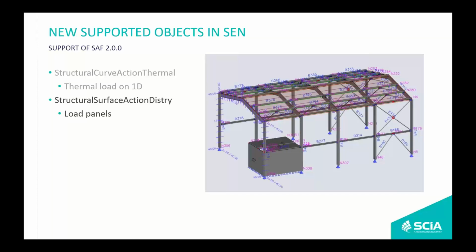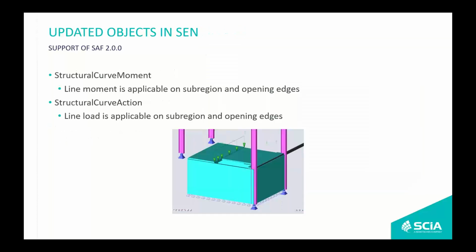The next object is structure surface action distribution. Again, this is the SAF terminology name; in SCIA Engineer it is well known as a load panel. So the load panels can now be imported and exported to SAF from SCIA Engineer. The next new object is rel connects rigid cross, which is a crosslink in SCIA Engineer. It can also be imported and exported to SAF version 2.0 from SCIA Engineer 21.1.